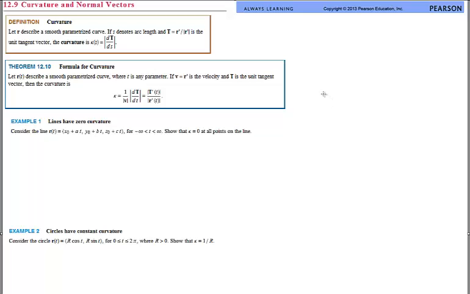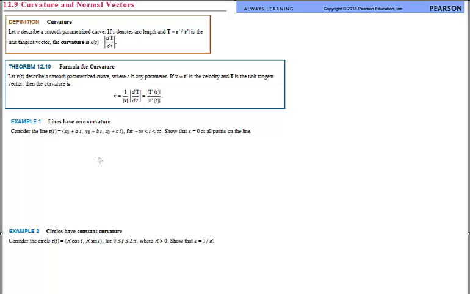Well, hi students. We're looking at section 12.9 today, and we're talking about curvature. Curvature is the rate at which our vector is changing direction, and we're going to define curvature as the derivative of that unit vector with respect to the arc length, where S denotes the arc length and capital T is our unit vector. For our formula for curvature, it is defined as the magnitude of the derivative of that unit vector divided by the magnitude of the derivative of that position vector.